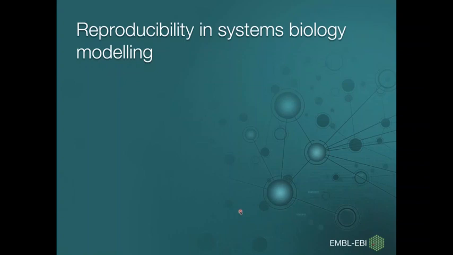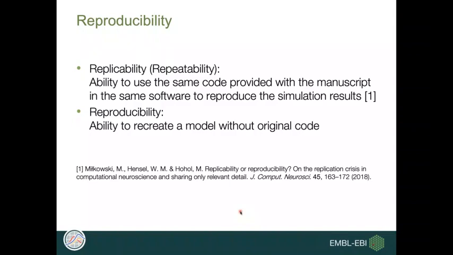So we wanted to assess the status of the reproducibility crisis in the systems biology modeling landscape. Before I talk to you more about that, I have to clarify these definitions. There are two things you need to know. Number one is replicability, or repeatability. The other thing is reproducibility.